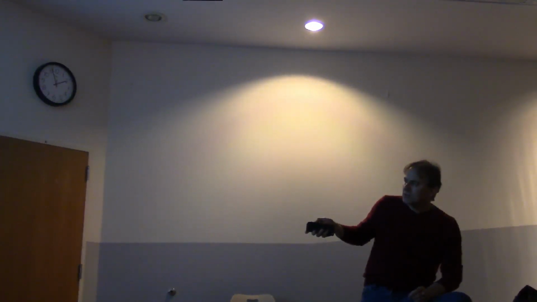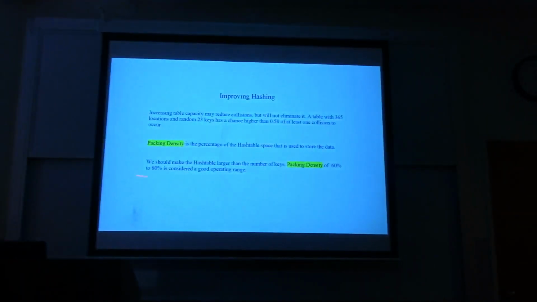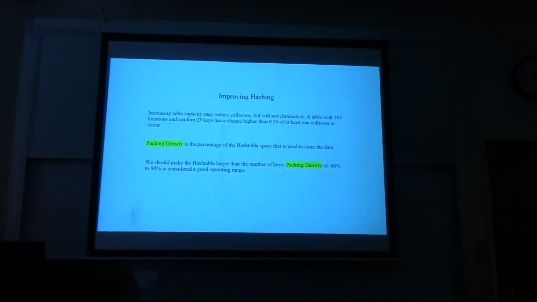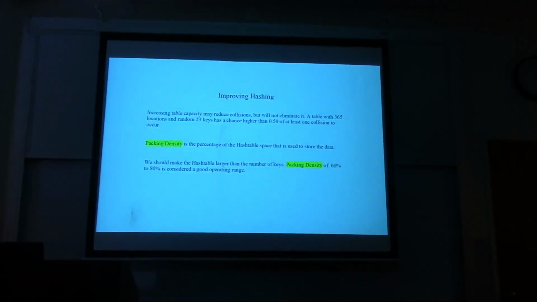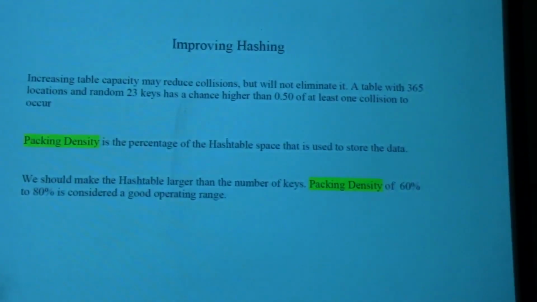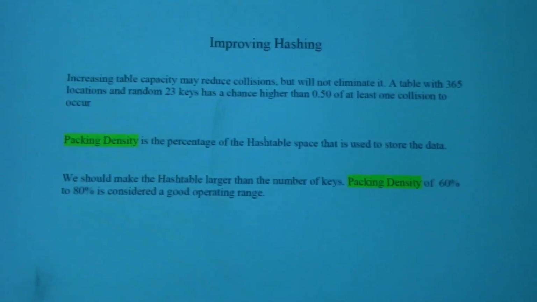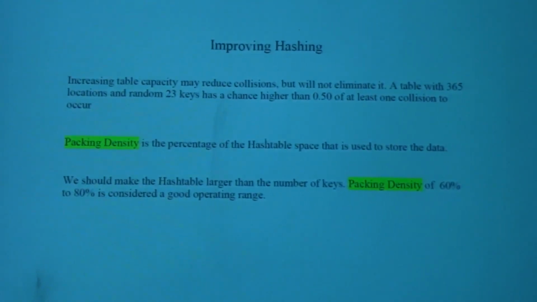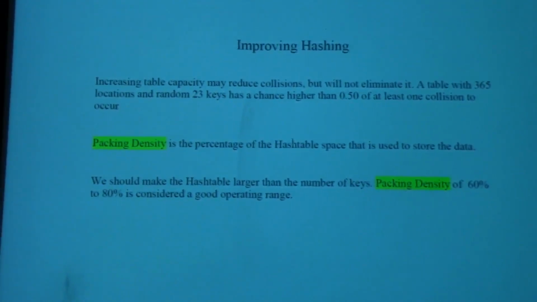So the idea is we should make the hash table larger than the number of keys, and a packing density of typically around 60% to 80% is considered to be the sweet spot. So if you said 70%, I'm not going to disagree with you. What's better for collisions, 60 or 80? 60. What's better for saving memory, 60 or 80? 80. Okay, so now we've got to find that balance, right? It may depend on this: if memory is cheap and collisions are devastating, then you might go to 60 or maybe even 55 or 50 if you can afford it, because that will make your life happier. All right?